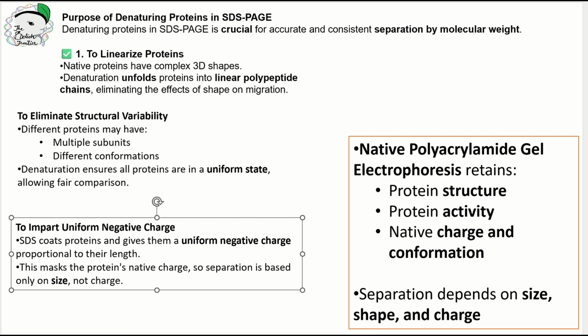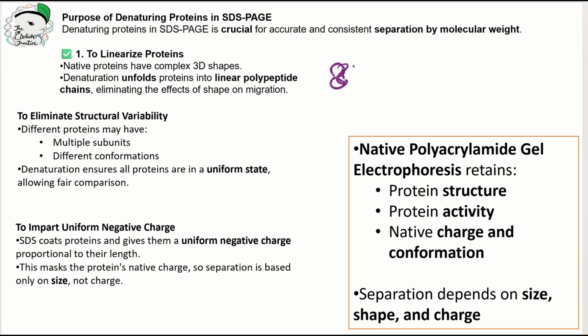Sometimes proteins have multiple subunits. Let's suppose one subunit, a second subunit, and a third subunit. These three subunits together comprise a single protein. Another protein may have only two subunits. So to avoid this type of structural variability, we also denature the protein.